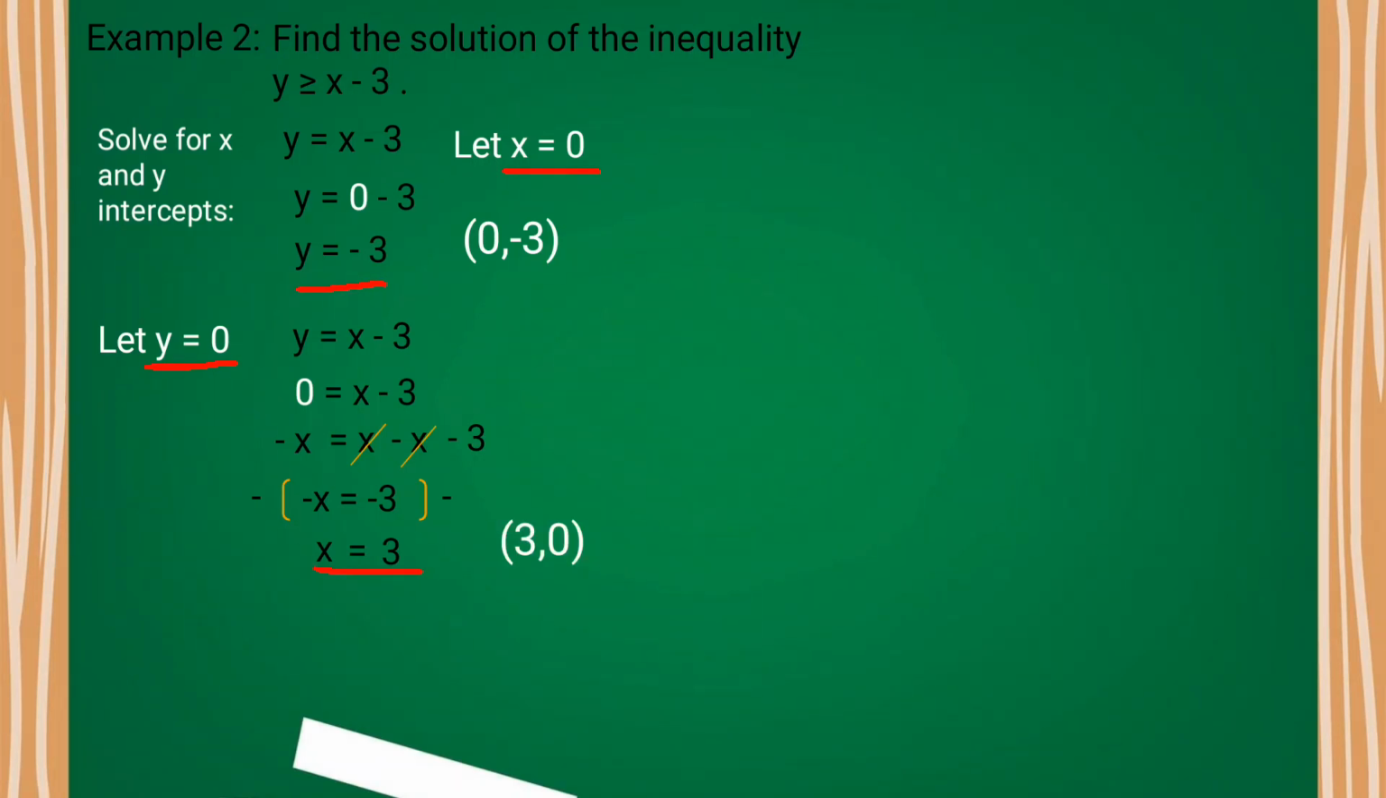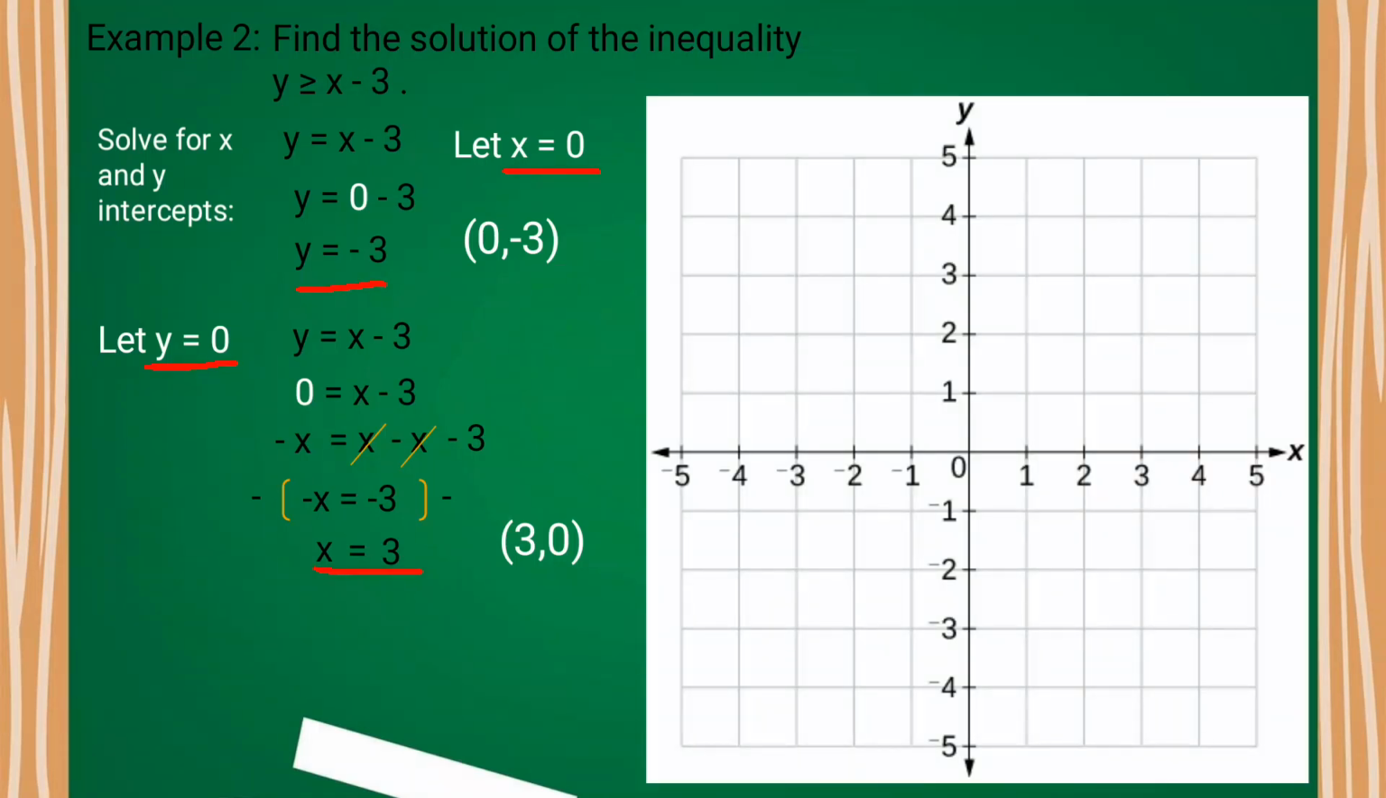Here is our second point, 3, 0. So, meron na tayong dalawang points ulit. Pwede na po ulit tayong mag-graph. Let us have our plane. Again, let us graph our first point.